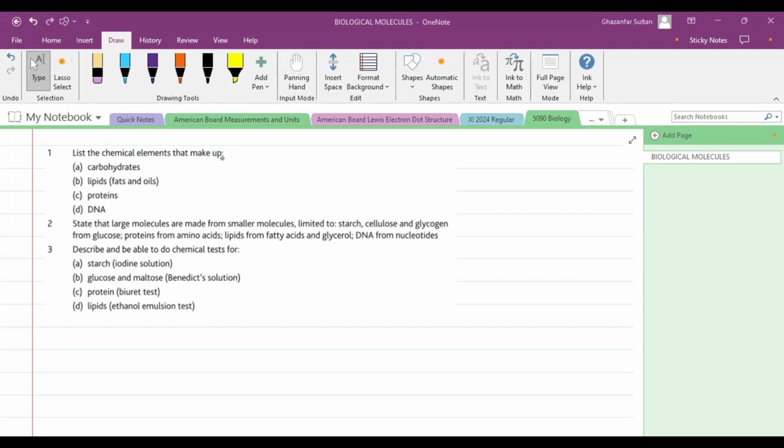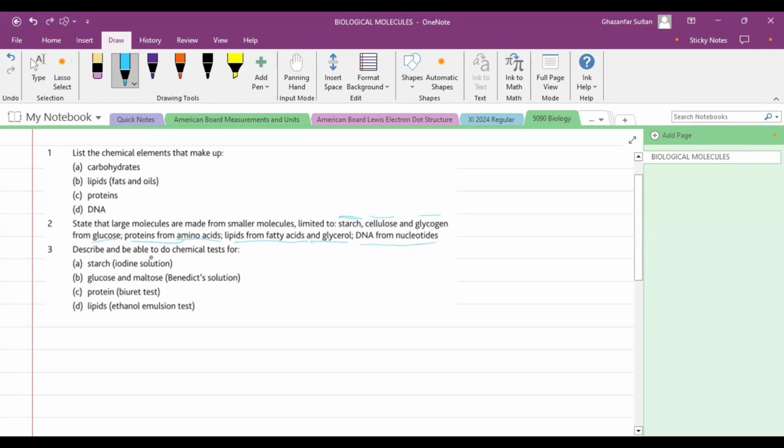List the chemical elements that make up carbohydrates, lipids, proteins, and DNA. So we will cover these four types of biological molecules. And the second learning outcome is that large molecules are made from smaller molecules, and our discussion would be limited to starch, cellulose, and glycogen from glucose, and proteins from amino acids, lipids from fatty acids and glycerol, and DNA from nucleotides.